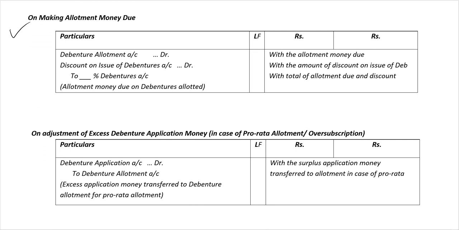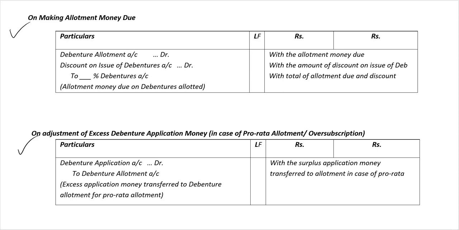On making the allotment money due, the journal entry is debenture allotment account debit with the amount of allotment money due, discount on issue of debentures account debit with the amount of discount on issue of debentures, and 2% debentures account with the total of allotment money due and the discount.